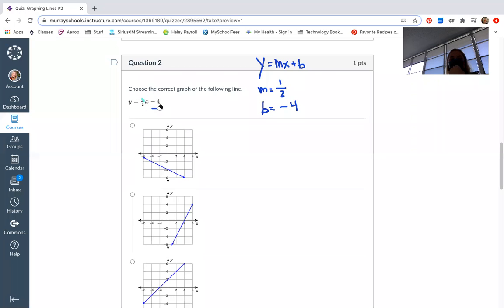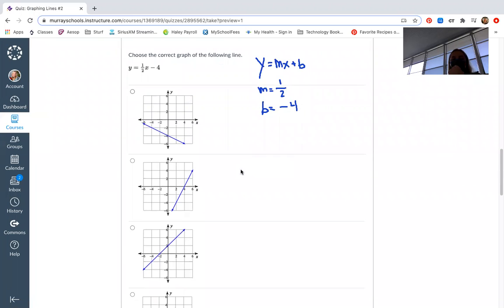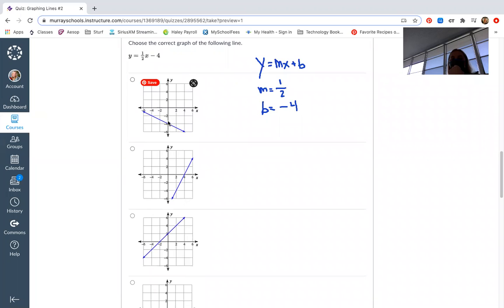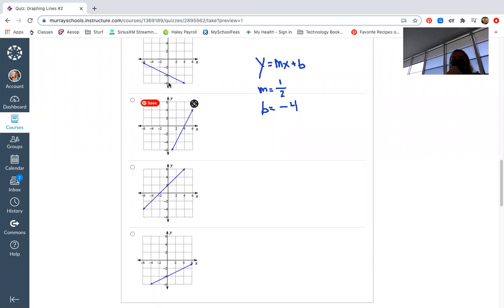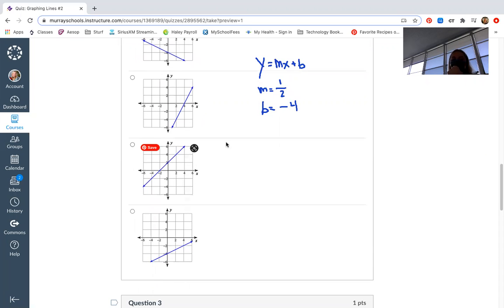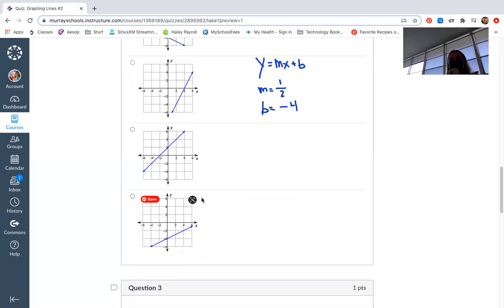All right, so let's see which graph crosses the y-axis at -4 and goes up 1 to the right 2. So if I look at this first one, this one's crossing at -4, but it doesn't go up 1 to the right 2. So this graph doesn't have the correct slope. It's not our answer. The second graph does not cross the y-axis at -4, so I'm not even going to consider it. The third graph does not cross the y-axis at -4. It actually crosses at +2. I'm not even going to consider it. The last one, hopefully this works, -4, and the slope is telling it to go up 1 space to the right 2. So this one does fit all of our qualifications.